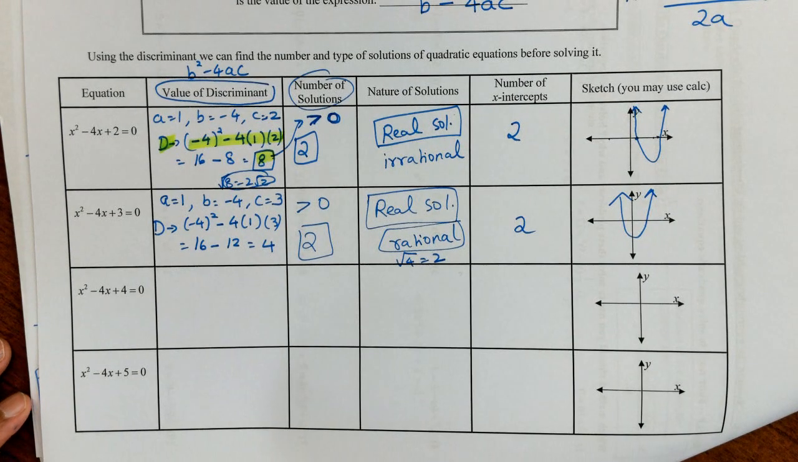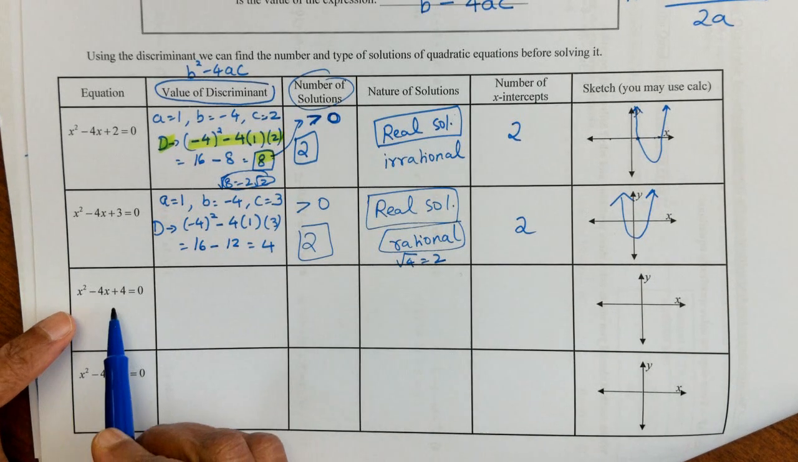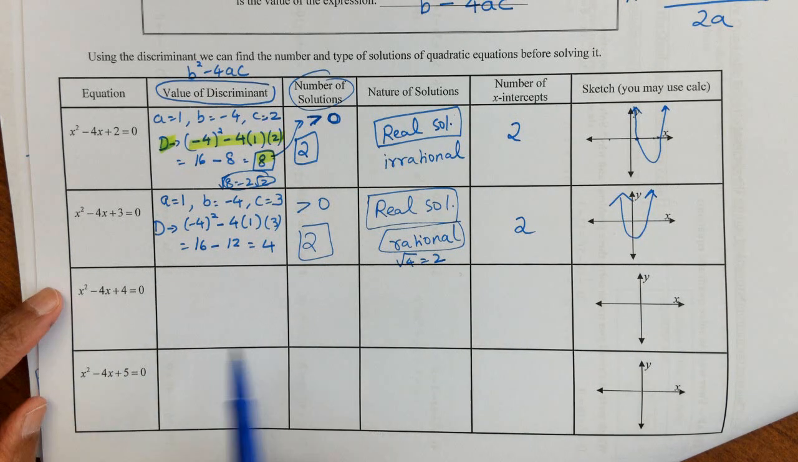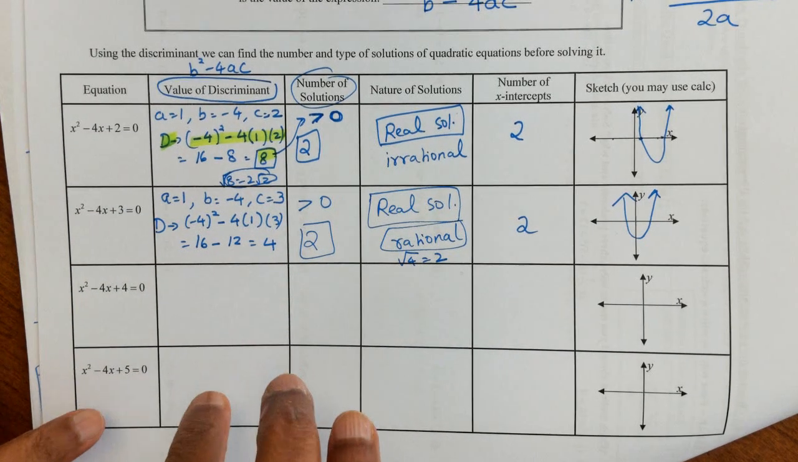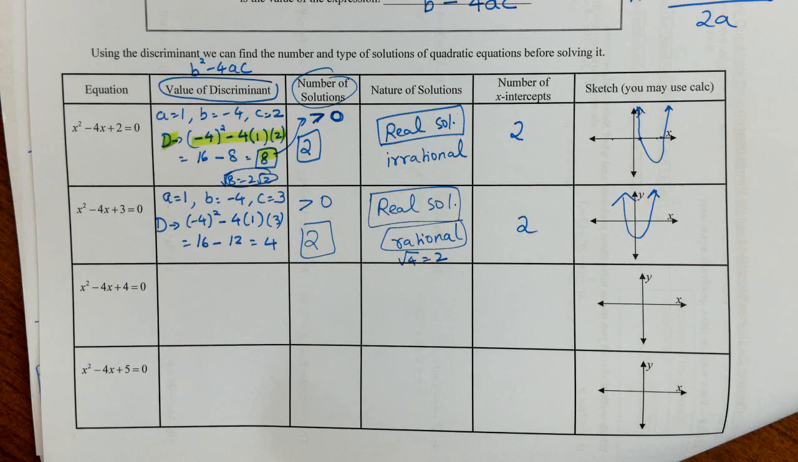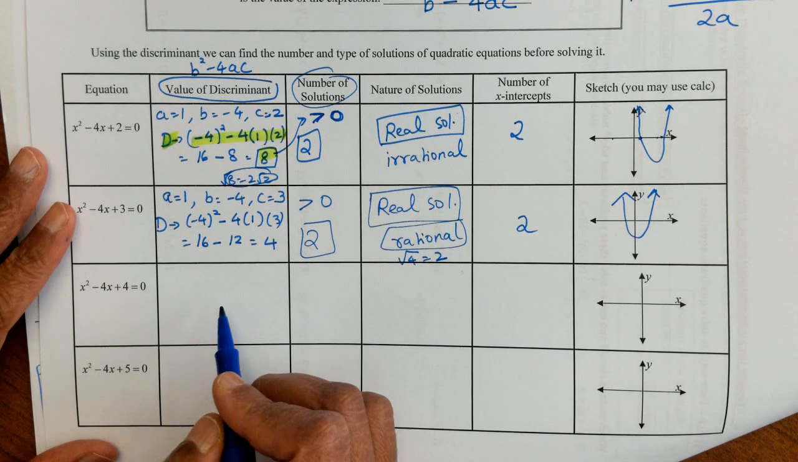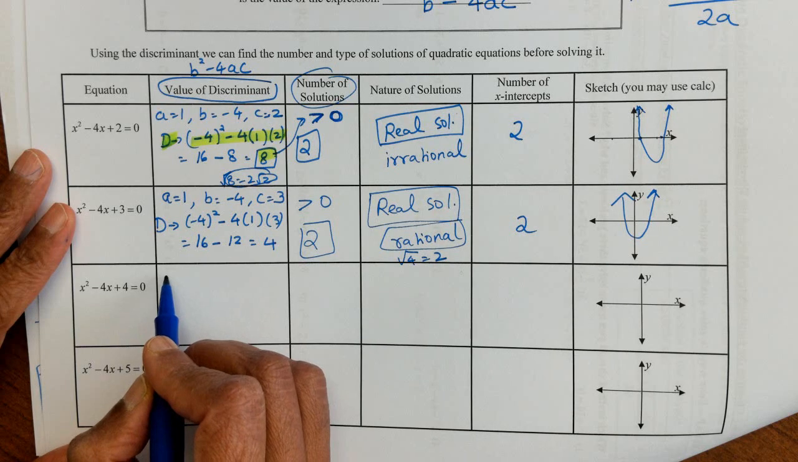Alright, let's keep going. So what I'm going to do is hit pause, or rather you guys hit pause and go ahead and solve for the discriminant, do the third row and fourth row by yourself. And then you continue this video to check if your answers were correct. I will continue doing the work, and you can check if your work is correct.